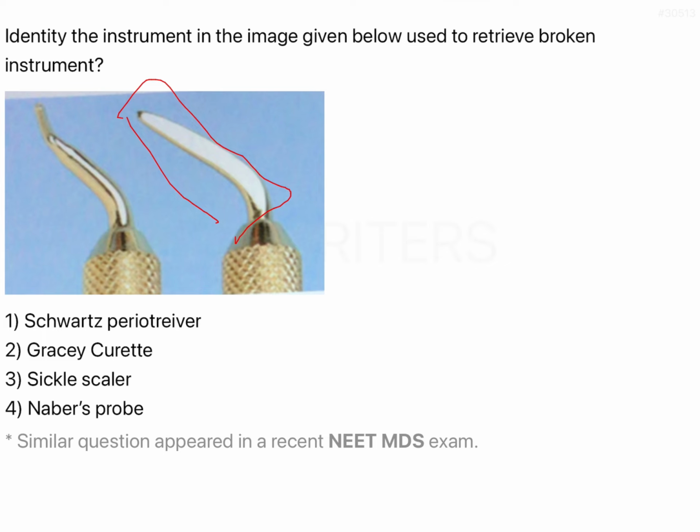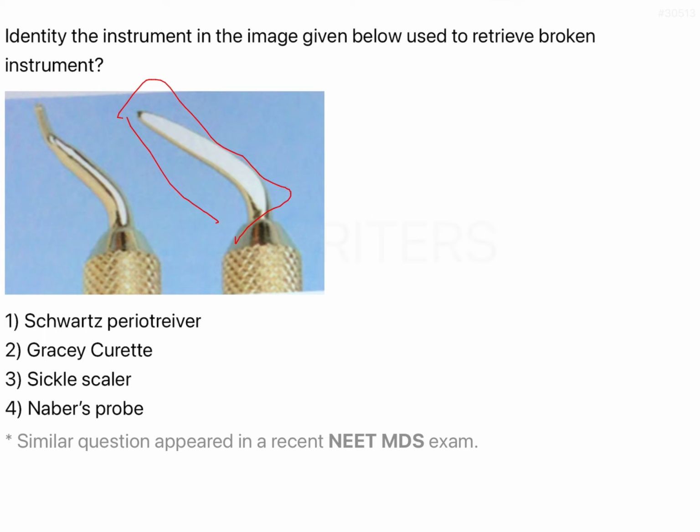In addition to that, they have also given you 4 options, and all 4 options are revolving around periodontology. So you will have to stick to perio. Now the options over here are Schwartz periotriever, Gracey curettes, sickle scaler, and Naber's probe. Okay, so Naber's probe, as you know, is an instrument that is used to measure furcation, and it measures the horizontal component, not the vertical component of the furcation involvement.